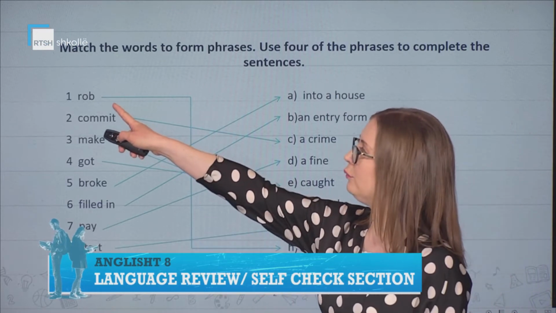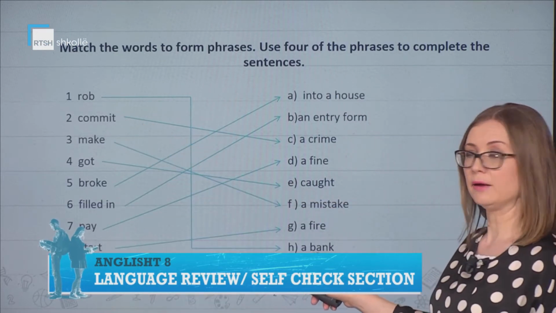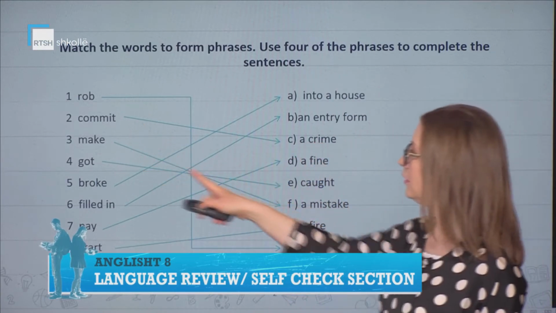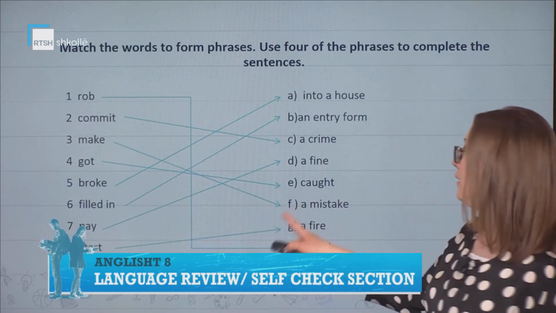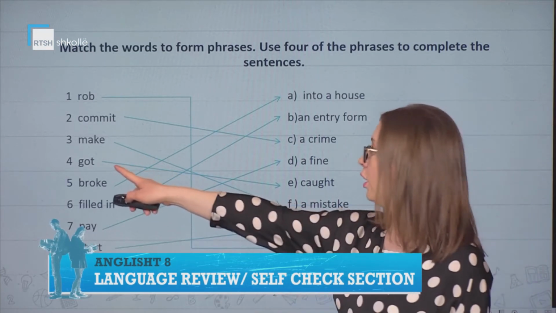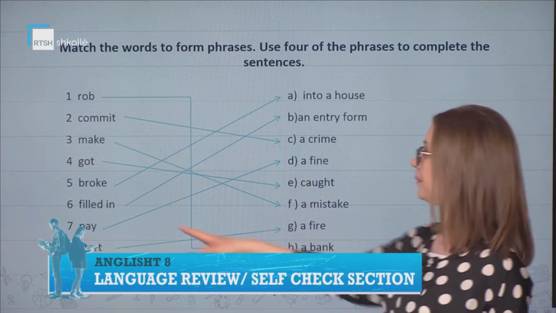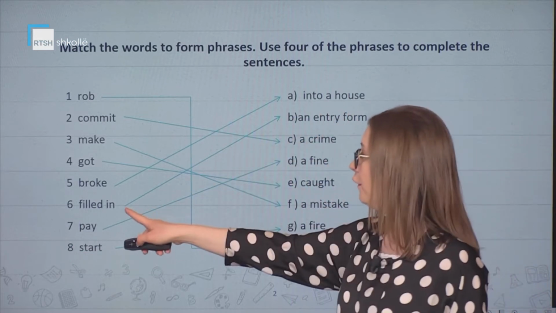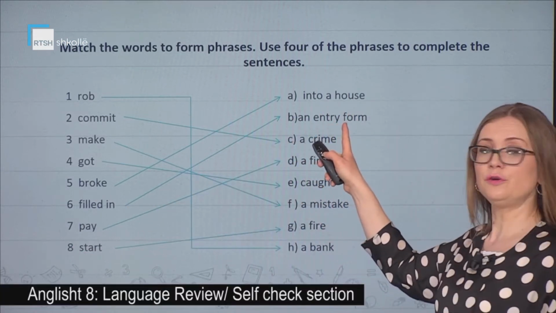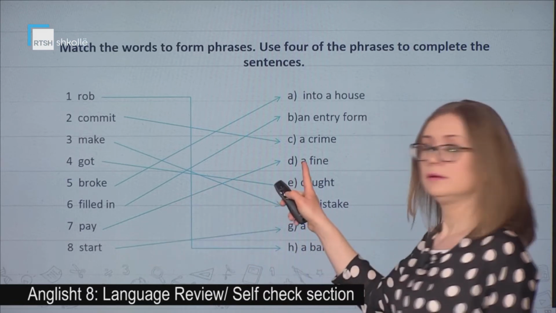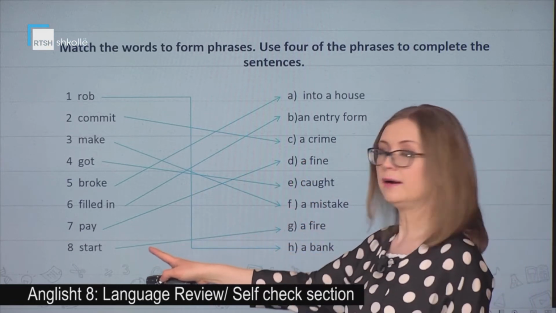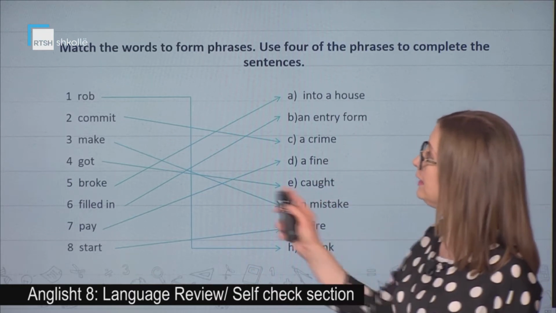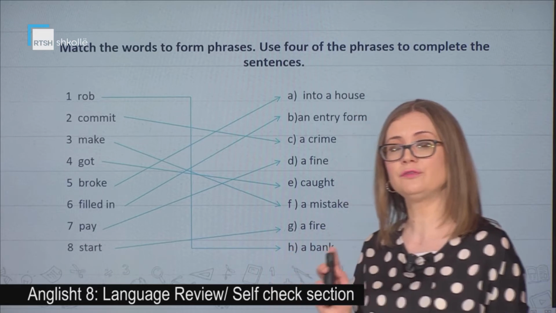So we have rob a bank, commit a crime, make a mistake, get caught, break into a house, fill in an entry form, pay a fine, start a fire. So that is the way we link together these words to make phrases.